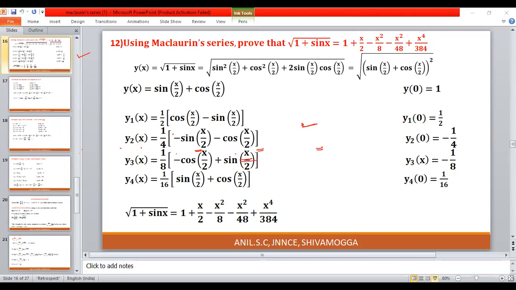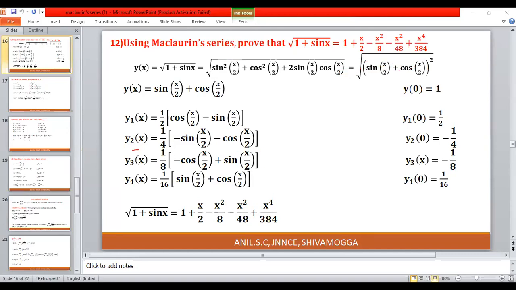Here, to find y of 0, put x is equal to 0. What we get here is y of 0 is equal to a power x at x is equal to 0. Therefore, this is equal to a power 0. Any finite quantity raised to 0 is always equal to 1. Therefore, y of 0 is equal to 1.